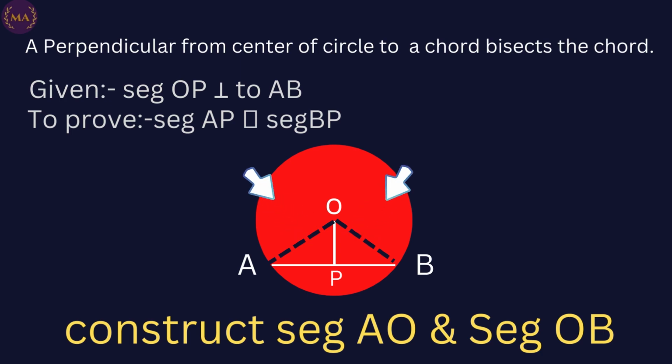That is, we need to construct a triangle. So, we are going to draw AO and OB, constructing segment AO and seg OB. One point to remember over here: whenever you're doing some construction, always show it with a dotted line and you have to mention it as construction. It was not given, you are constructing it, so you have to mention it as construction.